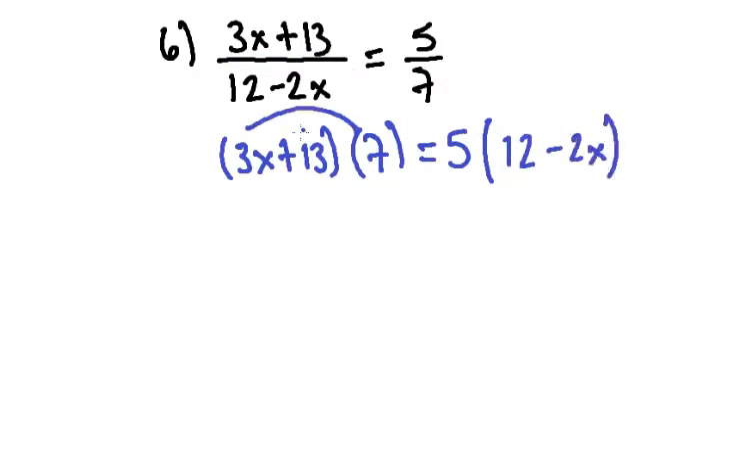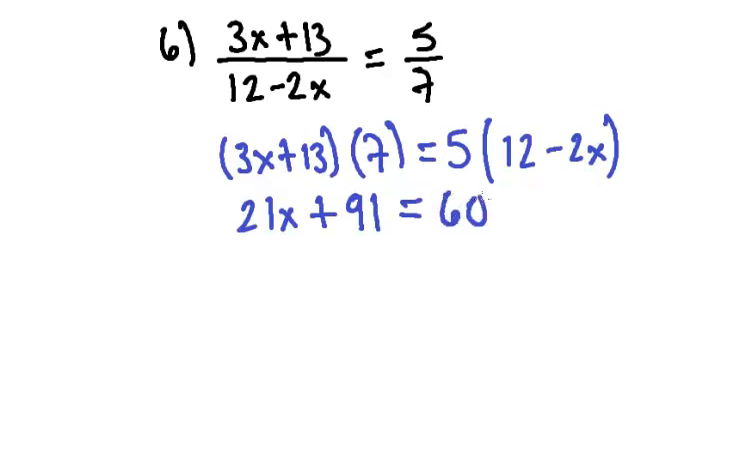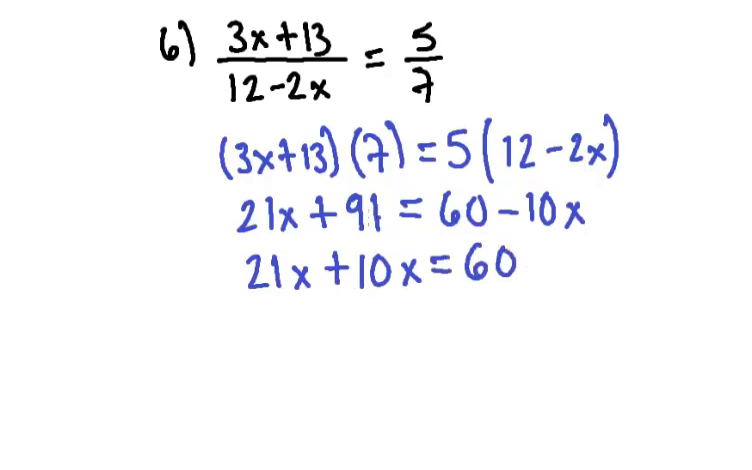Then we multiply. Distributive property, right? So it will give us in here 21x, yes, 3x times 7 is 21x. 13 times 7 will be positive 91, equals 5 times 12 which is 60, minus 5 times 2x, 10x. We move the letters to the left side, 21x minus 10x passes to the other side as a positive 10x, equals 60, I copy it, and positive 91 will become negative 91. 21x plus 10x is 31x, and 60 minus 91 is negative 31.